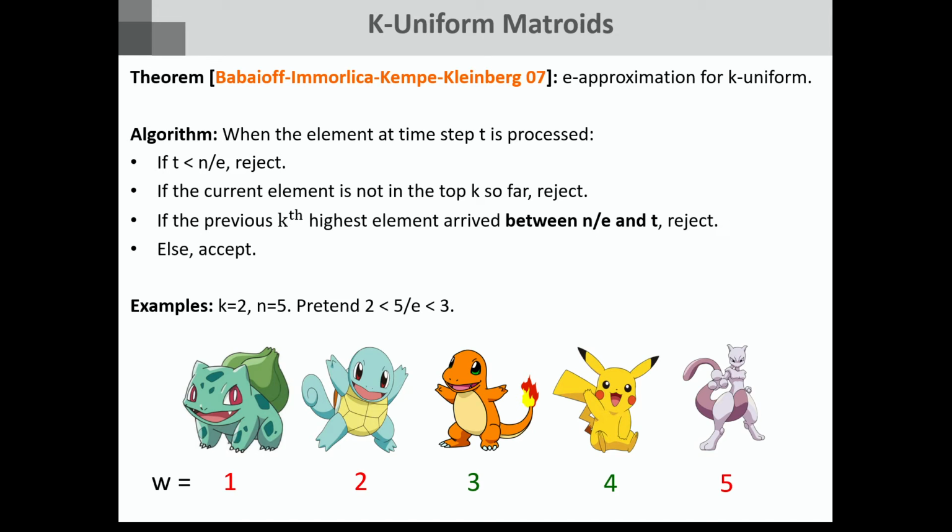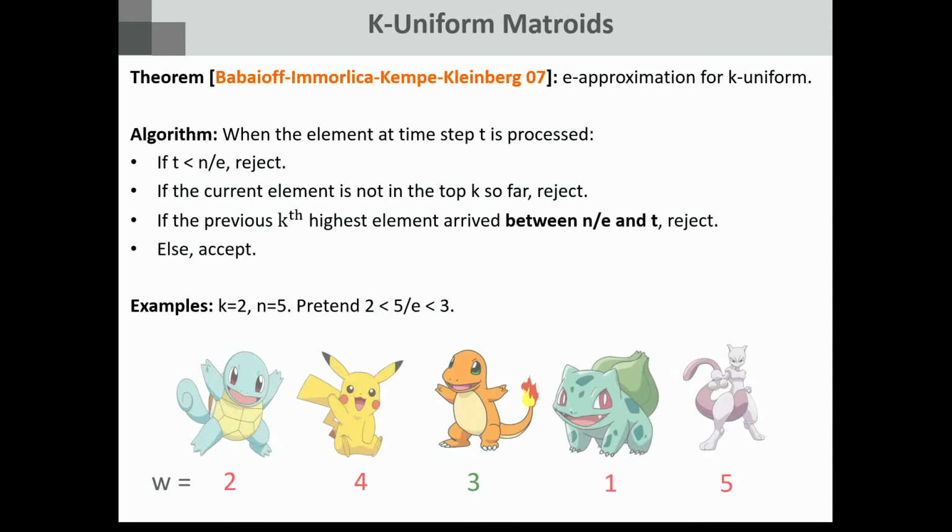Okay, Pikachu comes after the cutoff, so that's good. He is in the top 2 so far, so that's good. And what is the previous second highest element? The previous second highest element was Squirtle. Squirtle came before the cutoff, so we will accept Pikachu. Now when Mewtwo comes, Mewtwo is after the cutoff. It is in the top 2 so far. The previous second highest element, though, is Charmander, and Charmander came after the cutoff, so the algorithm will choose to reject Mewtwo. Okay, so this is one run of the algorithm.